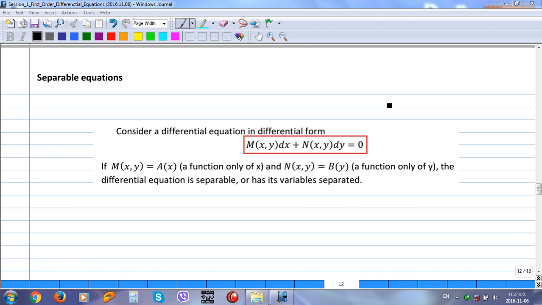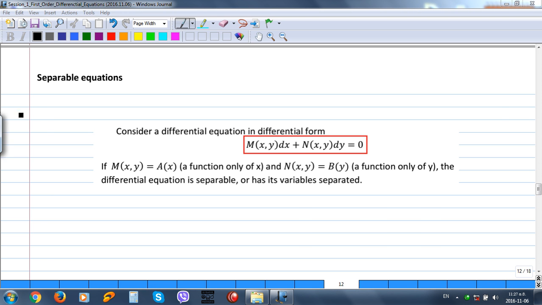Differential equations 2, first lesson. First order differential equations, second part of the lesson: separable equations.